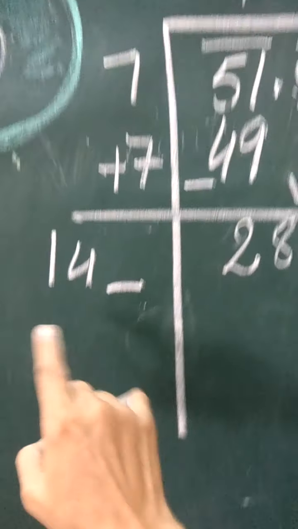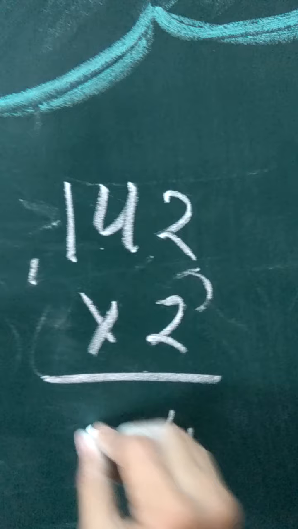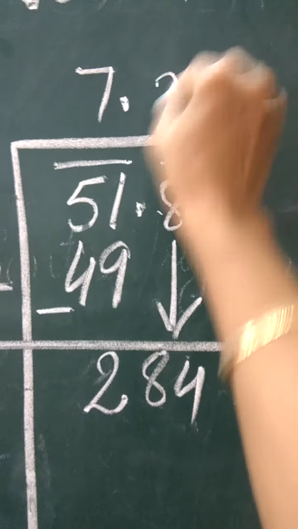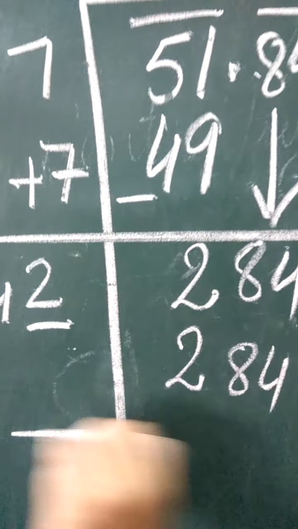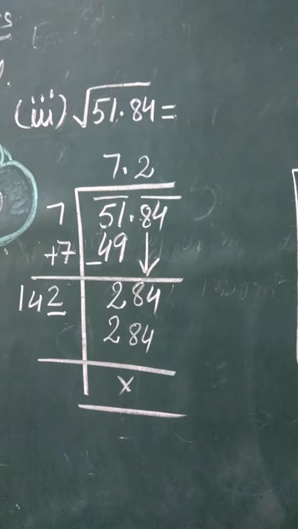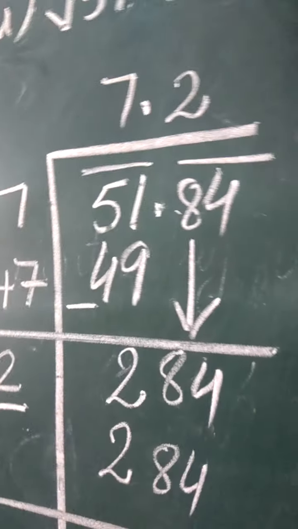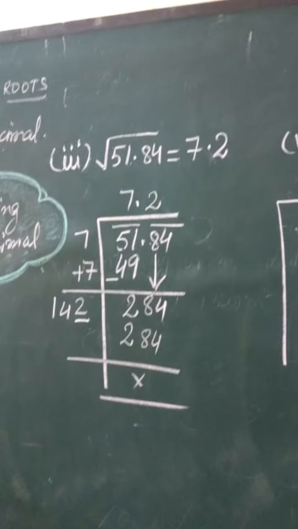We can try with 2. If I place 2, then let us check with 2. 142 multiplied by 2. 2 4s are 8 and 2 1s are 2. 284, yes. So we'll take 2. 284. So the remainder is 0. So the square root of 51.84 is 7.2. 7.2. So is it clear to you?